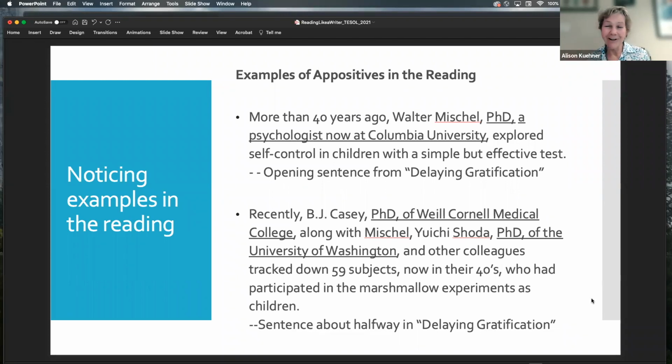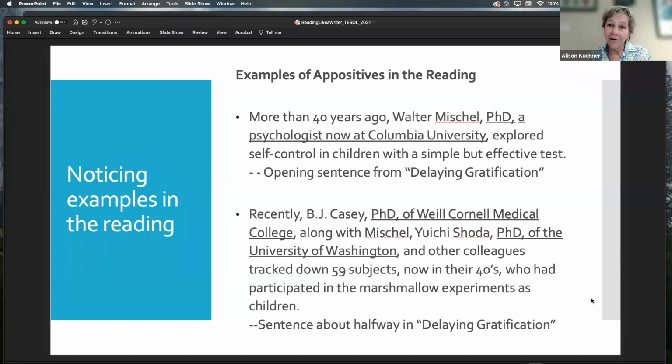Anyhow, in this article, the very first sentence identifies Walter Mischel. And notice I underlined PhD, a psychologist now at Columbia University. Technically, that's an appositive, right? And we can talk about what that phrase is doing after Mischel's name. Why is it there? And usually students will figure it out, right? It's there to tell us who he is, give credentials to him, show that he's an expert, right?